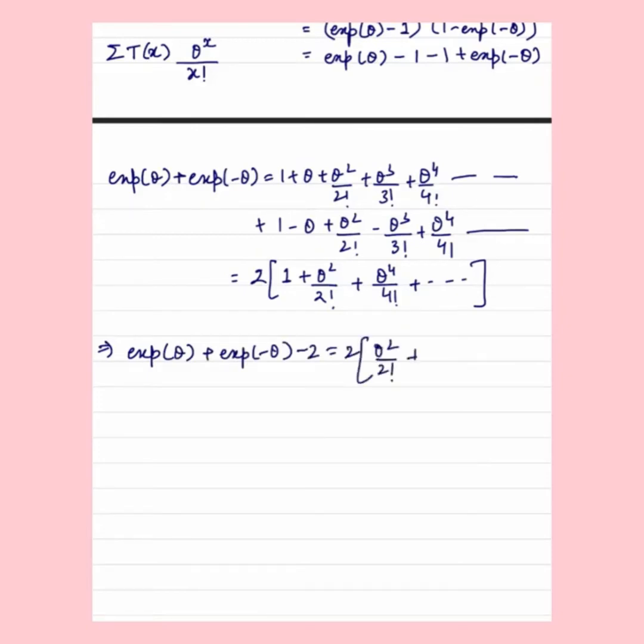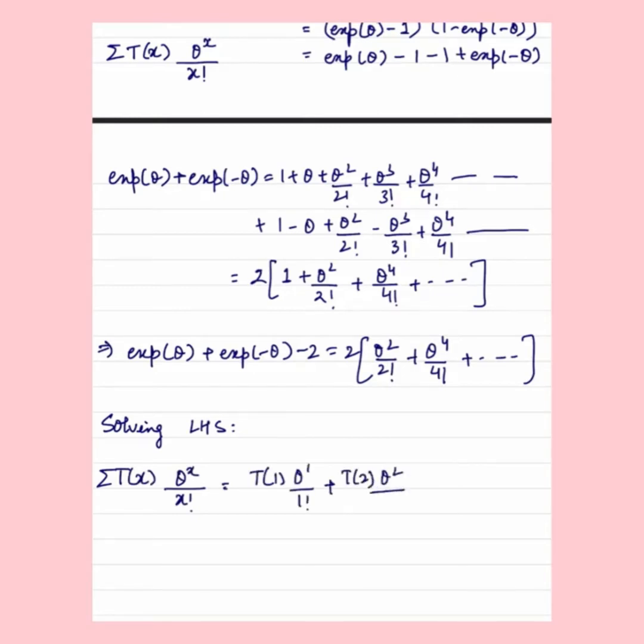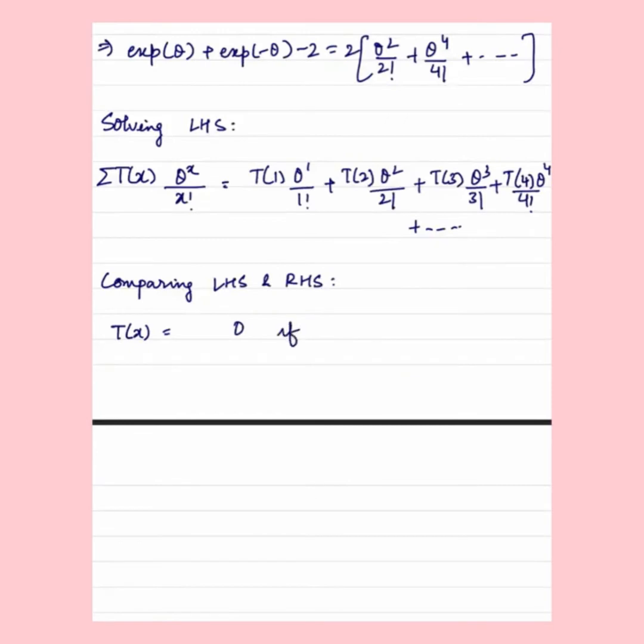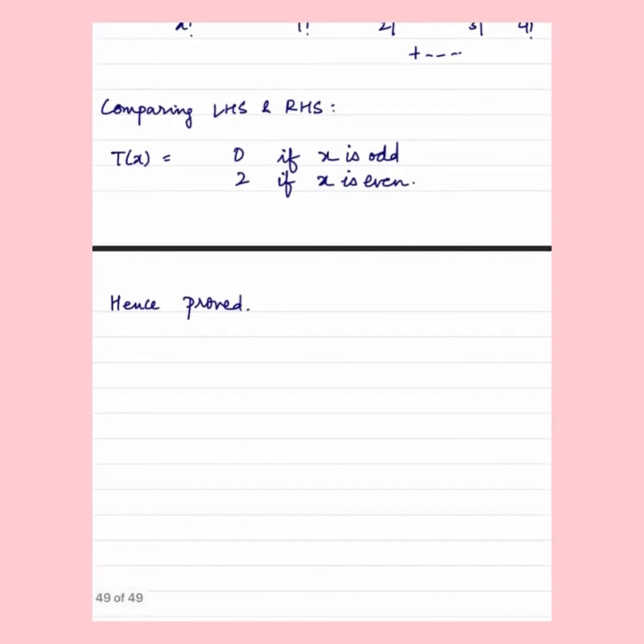Once we are able to find the RHS as 2 times theta squared upon 2 factorial plus theta to the power 4 upon 4 factorial and so on, we will look into the LHS. Now, LHS can be solved as summation of Tx into theta to the power x upon x factorial, which is equal to T1 theta to the power 1 upon 1 factorial plus T2 theta squared upon 2 factorial and so on. Now, when we compare the like powers on LHS and RHS, we will find that Tx takes value 0 if x is odd and 2 if x is even, hence proof.